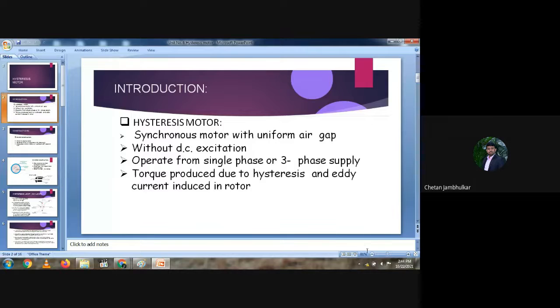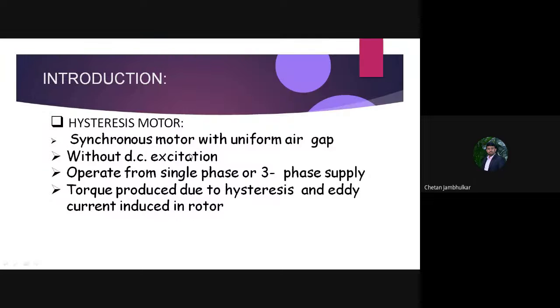So the hysteresis motor is a synchronous motor with a uniform air gap. It is one type of synchronous motor with uniform air gap, and it operates without DC excitation. Here we do not use DC excitation, and it operates from a single phase or three phase supply. This means the motor can operate at single phase as well as three phase supply.